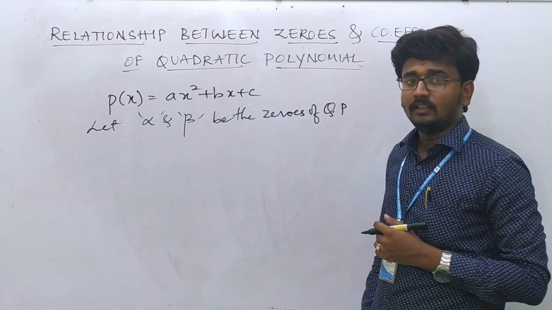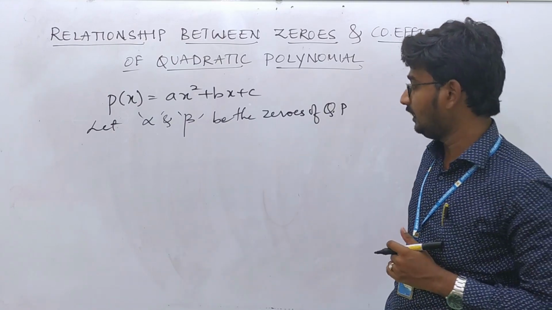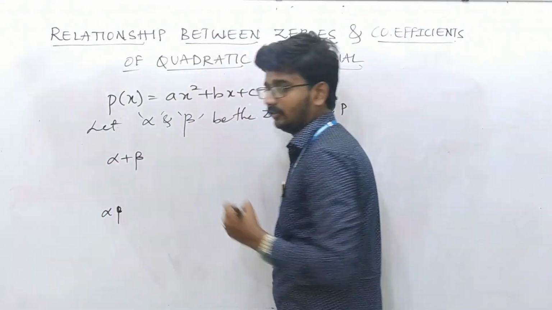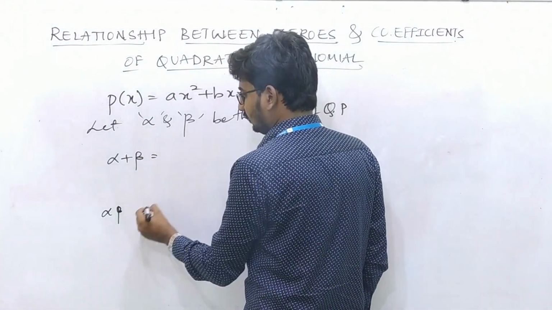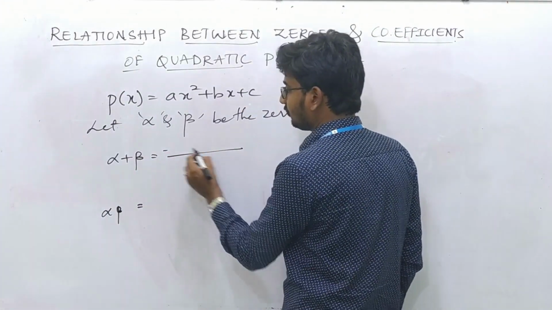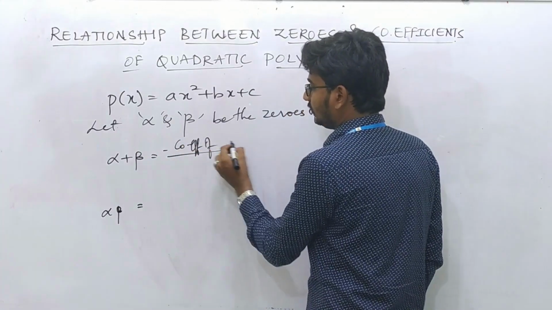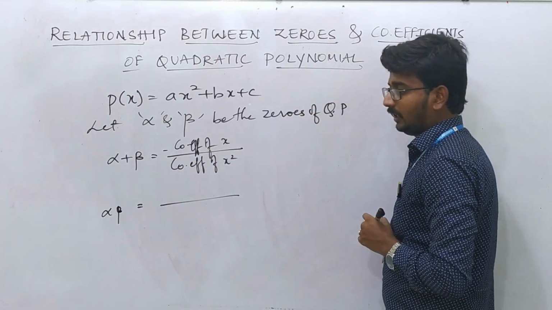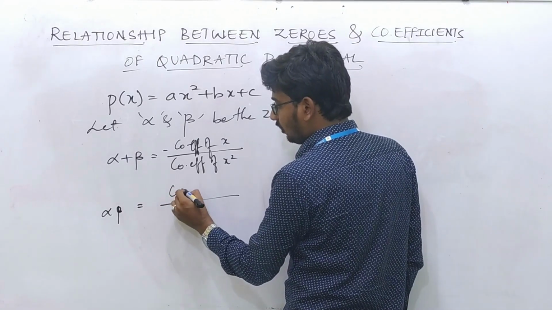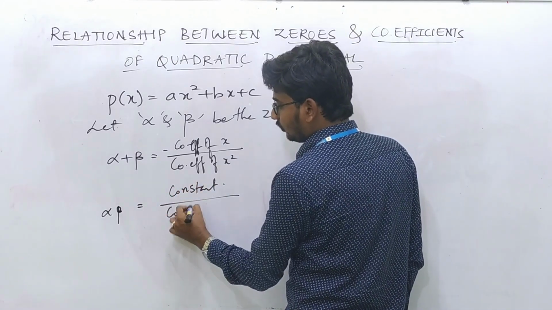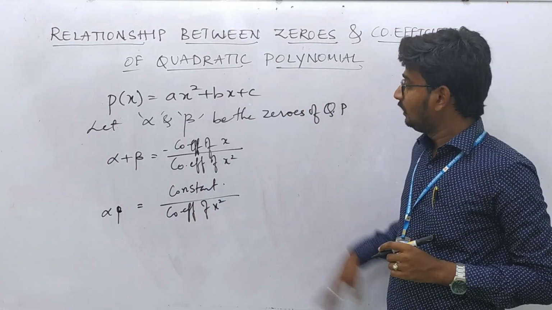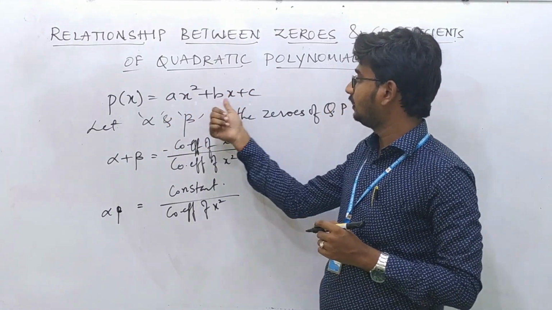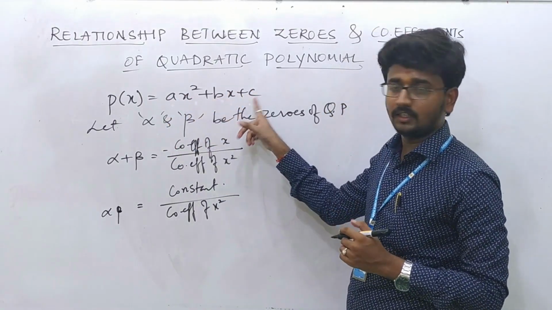Now, how to find the sum of zeros and the product of zeros? Here we have to find the sum of zeros, that is alpha plus beta, and one more, alpha beta, the product. The sum of zeros formula is minus coefficient of x divided by coefficient of x square. Product of zeros is the constant term divided by the coefficient of x square. Now check this equation. We have x square; what is the x square coefficient? a. The x term coefficient is b, and we have the constant term c.